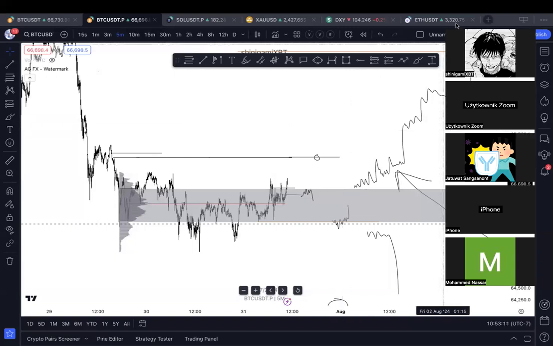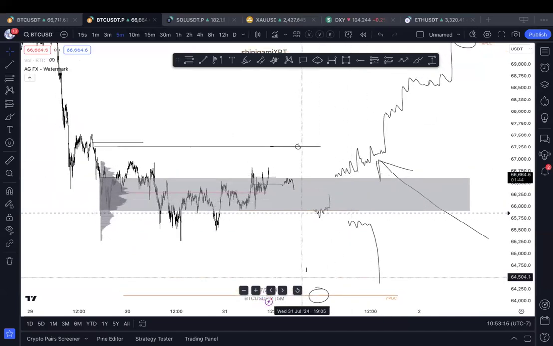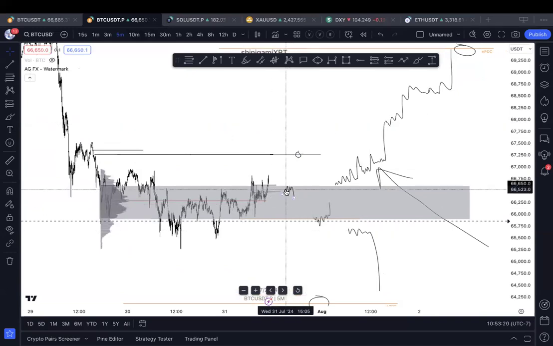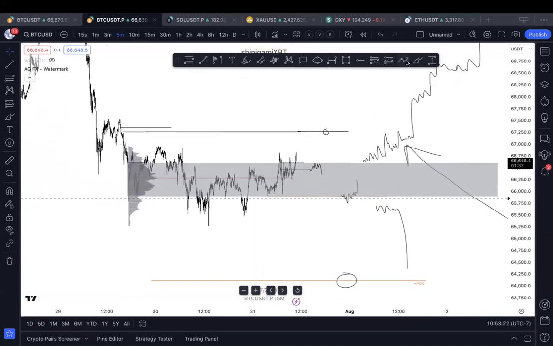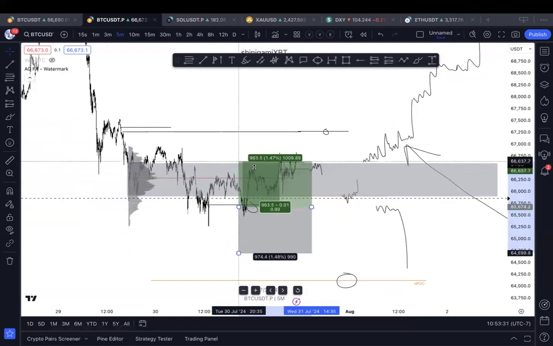All right, just going over BTC for now. Let's just go over what BTC is doing and what setups I'm looking for. I think Rizel shared a long setup around here yesterday. I think we had a long entry from around here. I think he shared one here and the TP was probably here.